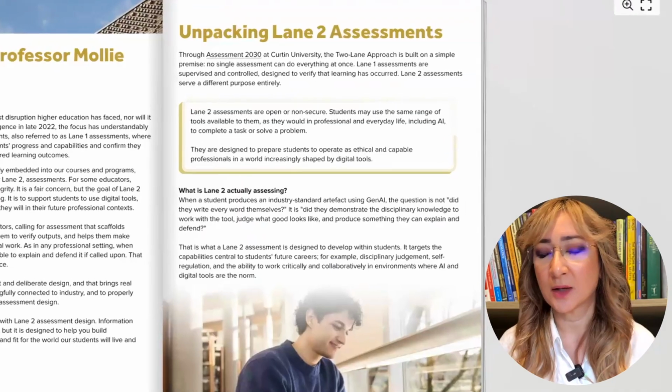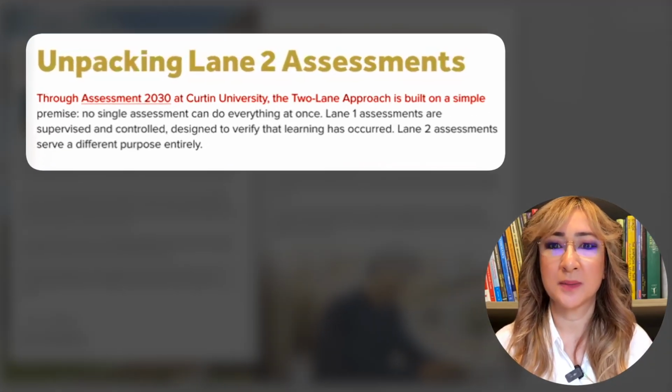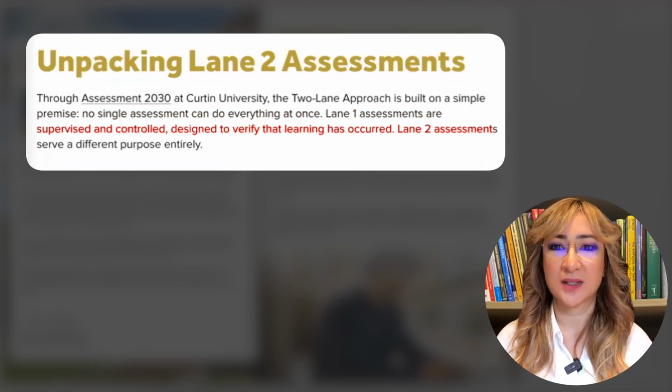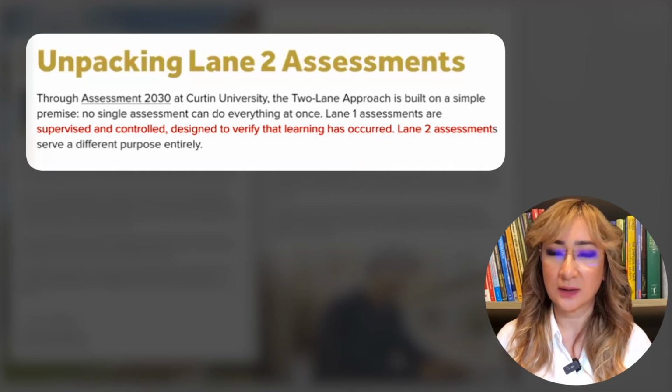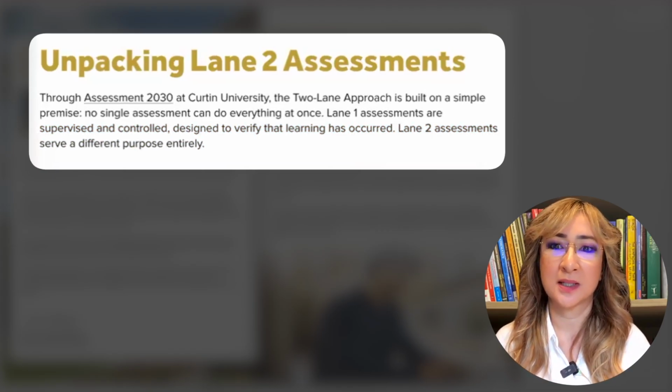Just focusing here on the right side, Curtin University is adopting the same two-lane approach that the University of Sydney has adopted. And basically, they've said the two-lane approach is based on a simple premise: no single assessment can do everything at once. So we have lane 1 assessments, which are supervised and controlled, designed to verify that learning has occurred, and then lane 2 assessments serve a different purpose entirely.